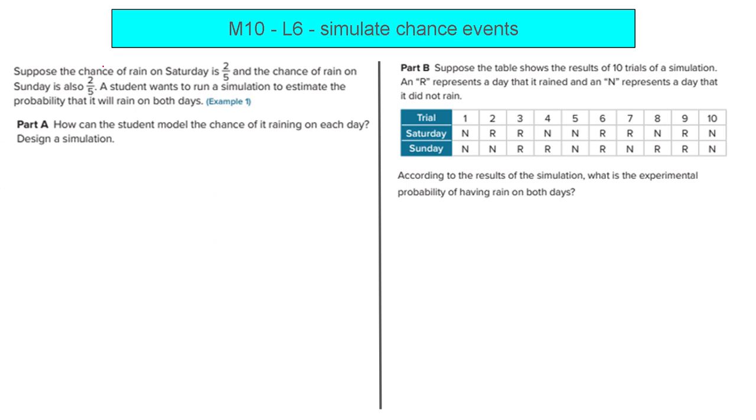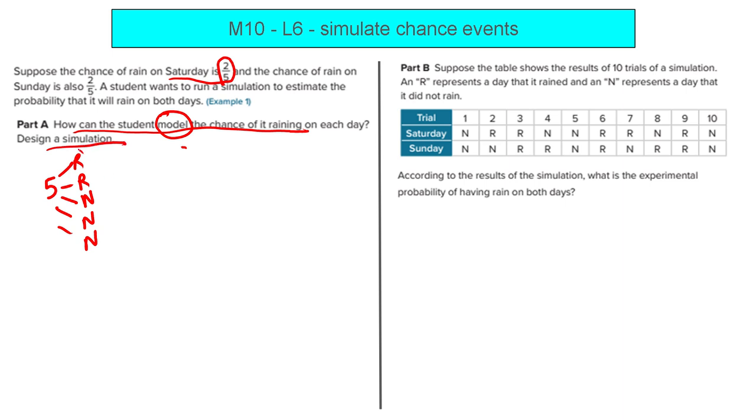Read the question. Suppose the chance of rain on Saturday is 2 over 5. Yani out of 5, 2 means it will rain. Correct? Yani the other 3 means it will not rain. Now I want a simulation for this. Right? Because in part A he asks how can the student model the chance. The student has to choose a model. He has to design a simulation to show this.